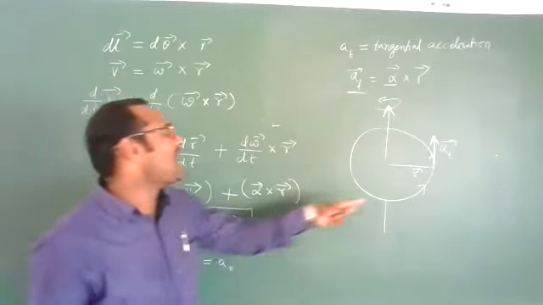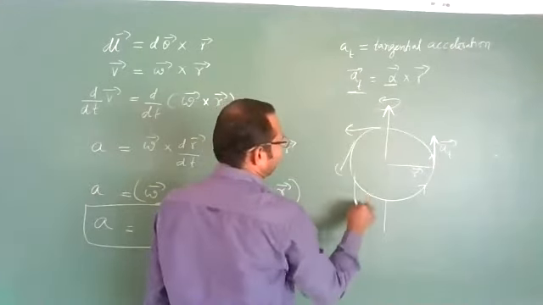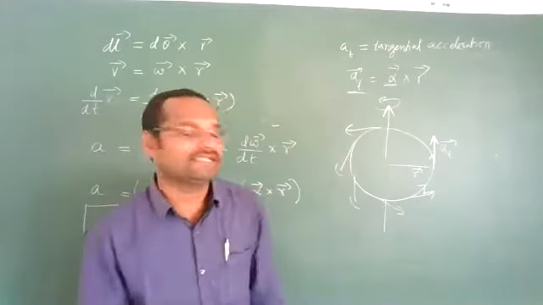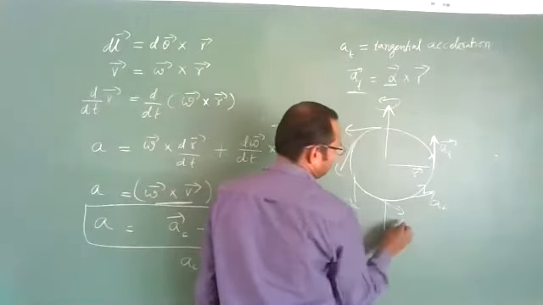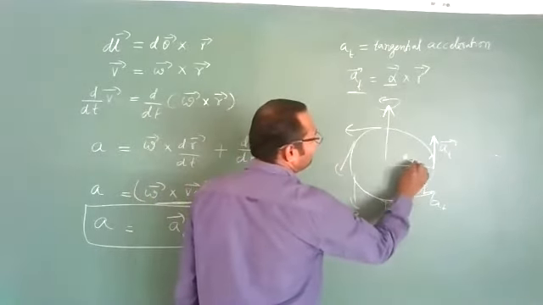The acceleration of the particle along the tangent, like this, is called tangential acceleration. This is AT, tangential acceleration, whereas towards the center, it is AC.